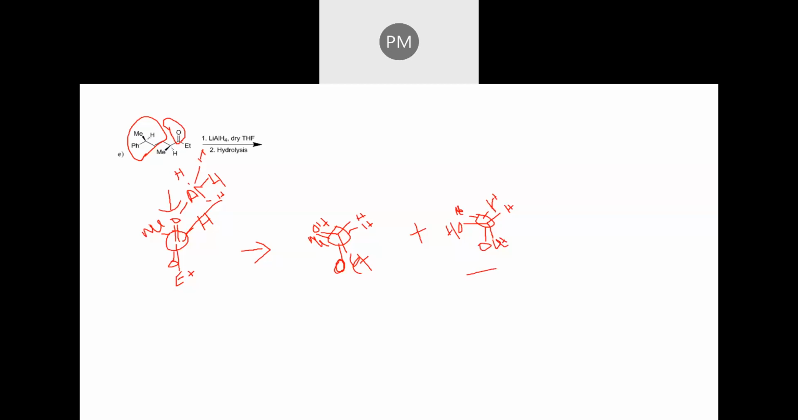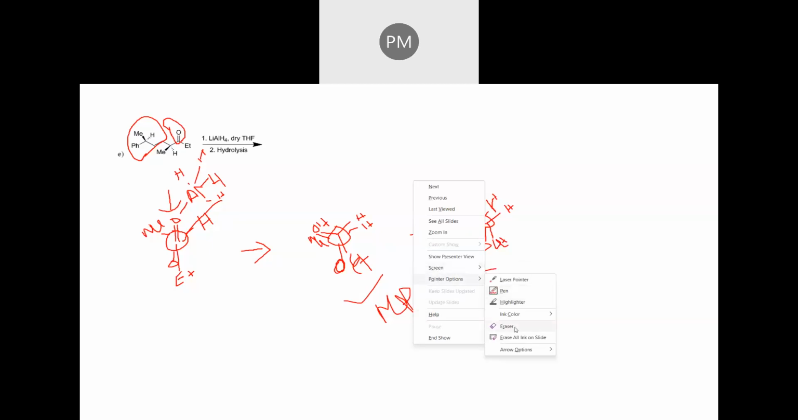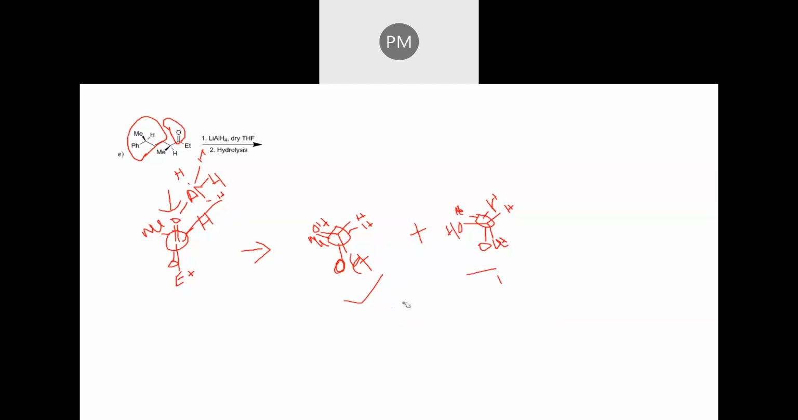So in between, what will be our major product? From this side, this will be the major product, because this methyl and aluminum, if it comes from this side, will be the sterically more hindered side. So this will be our major product, and this will be our minor product.